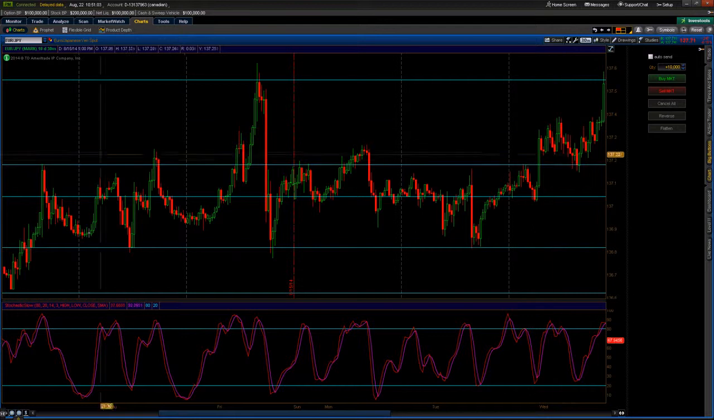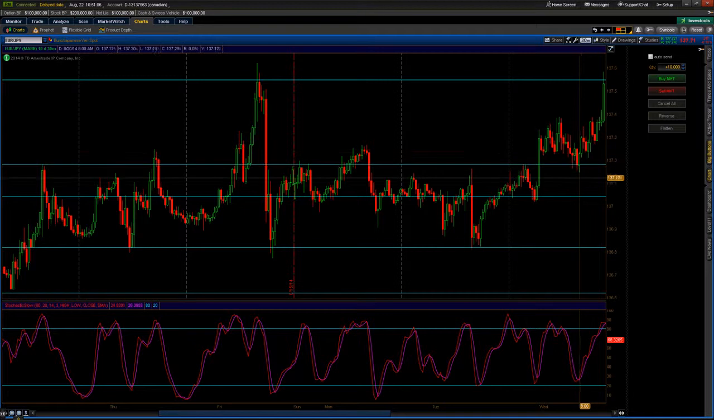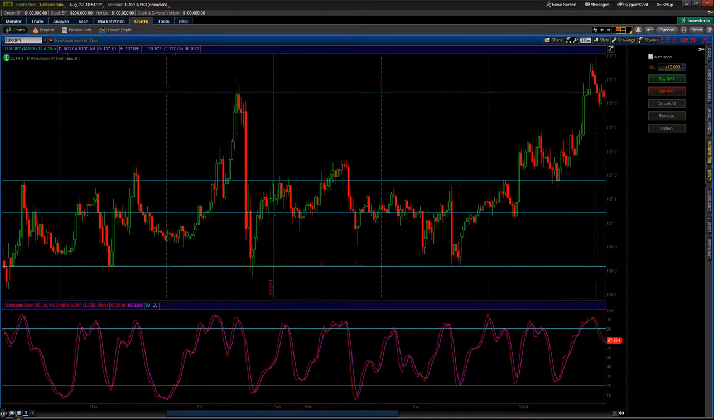And then it comes back here to this old resistance, and look at this candle. Big candle, nice wick, and the next one was green. Okay, so on and so forth.